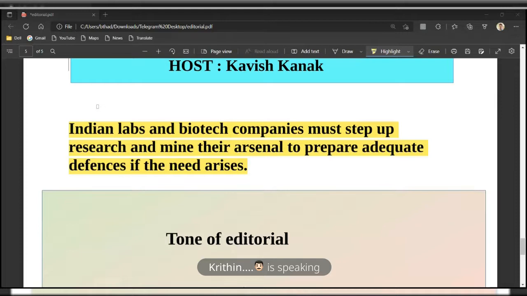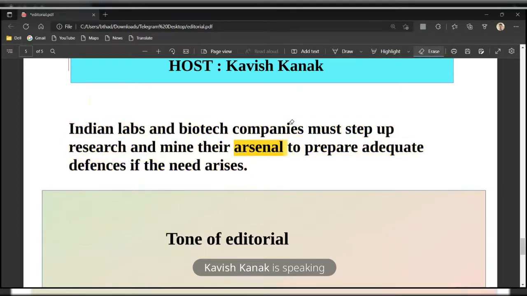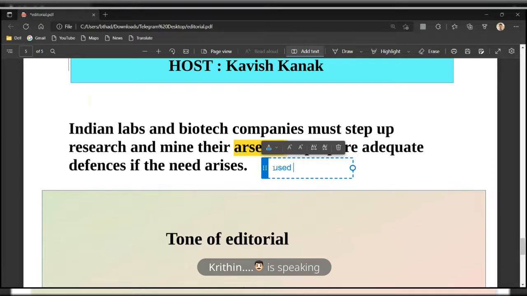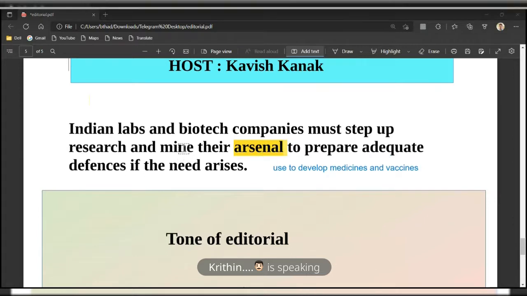So in these particular lines, the writer is specifying the readiness of the Indian labs. See, Indian labs and biotech companies must set up research and mine their arsenal. Arsenal matlab kya? Yudh Shastra, Astra Shastra, but in this sentence we can take arsenal as the equipment used to develop vaccines or antidotes. Okay, medicine. Yes, the author is specifying that the Indian labs and biotech companies should get ready in terms of their equipment and medicines, because as the number of cases is rising, we need to be prepared for this disease in terms of our equipment and medical standards.